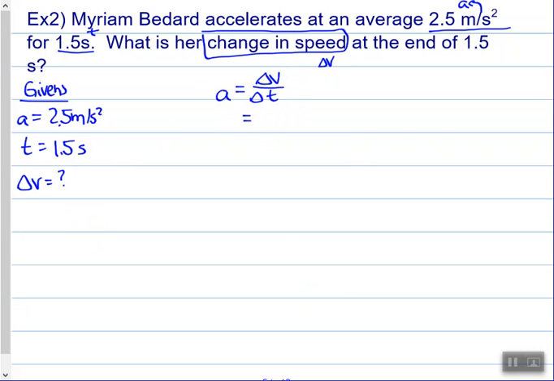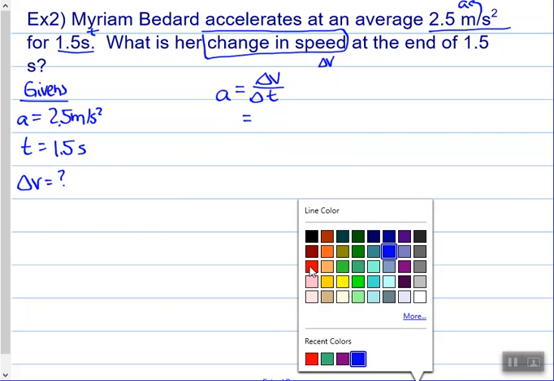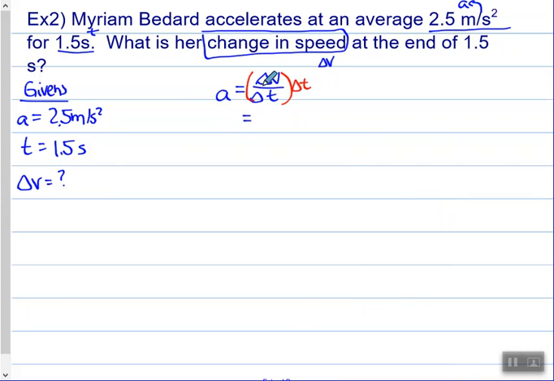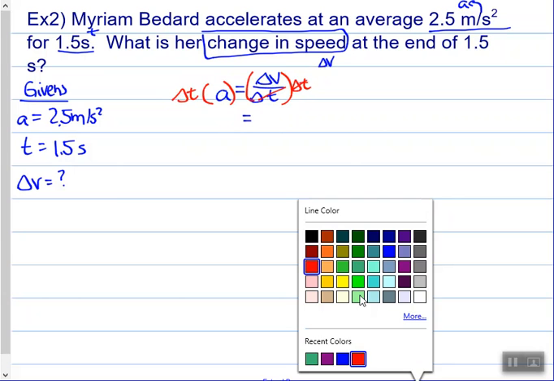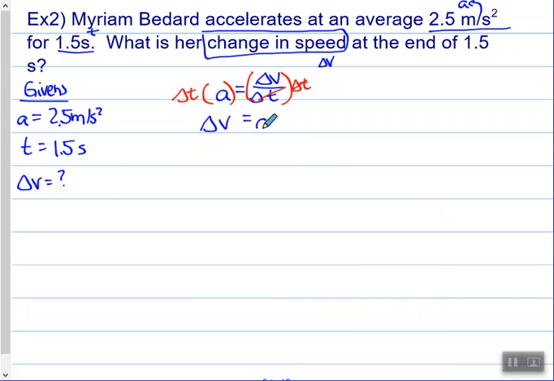So I have a problem here. I have it solved for A. I need to solve for delta T. Or sorry, delta V. Okay, so solving for delta V, we need delta T off the side. So multiply, and we get delta V equals A delta T. And now we're solving for delta V, so we can substitute in.